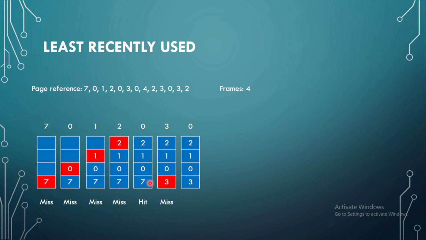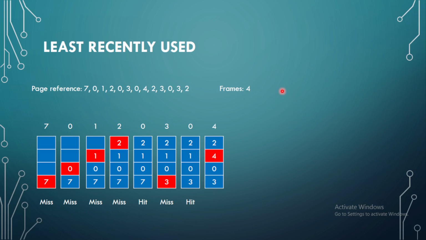And 0 is already there, so there is no page fault. Now 4 is not available in the primary memory. Now we have to replace it with any of these pages. Since we are using least recently used, the page to be replaced is the least recently used one. 0 we have just used, 3 is used just above, and then again 0, 2 is used. So page 1 is the page which is least recently used among these 4 pages. So we replace page 1 with page 4.